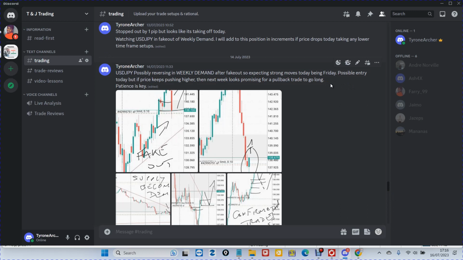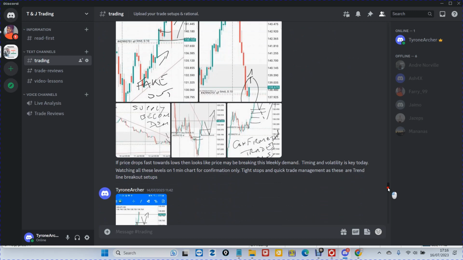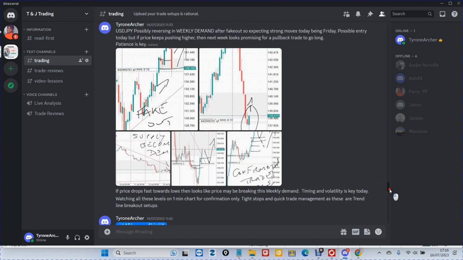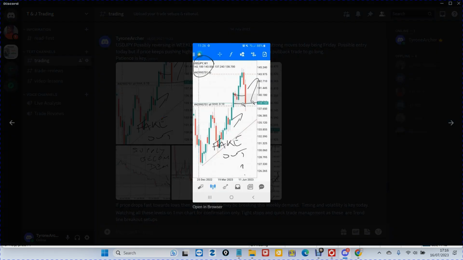This is the timing rule. I use the timing on all days, but this is a bit more advanced because it's the end of the week, so I'm expecting strong moves. Possibly entry today, but if it keeps pushing higher, then next week looks promising for a pullback trade to go long. Now, I'm not looking at the correlation between the yen and the euro. I'm expecting dollar to get weaker, but it might not. We don't know. So I'm trading what I see, not what I feel. So that was the area. Fake out weekly.